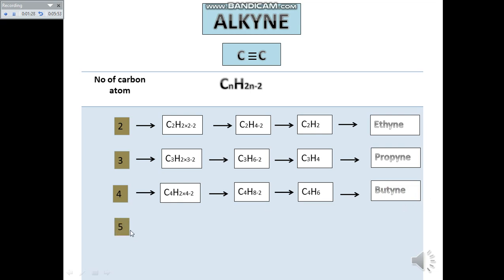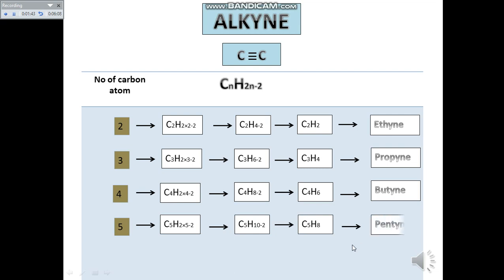Next, 5 carbon atoms, n equals 5. We get C5 H(2 into 5 minus 2), that is 10 minus 2, C5H8. This compound is called pentyne. So this is alkyne. Thank you.